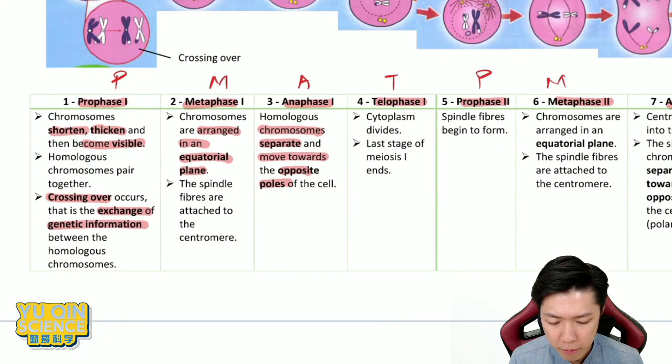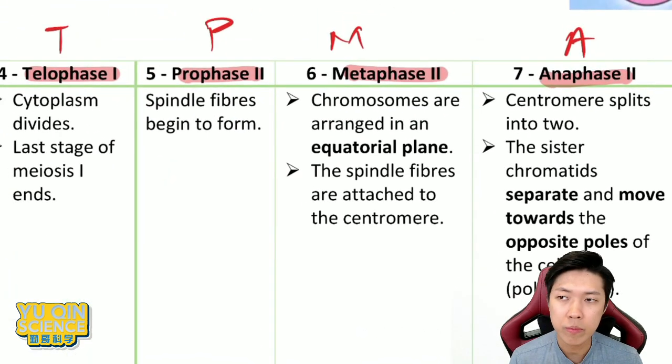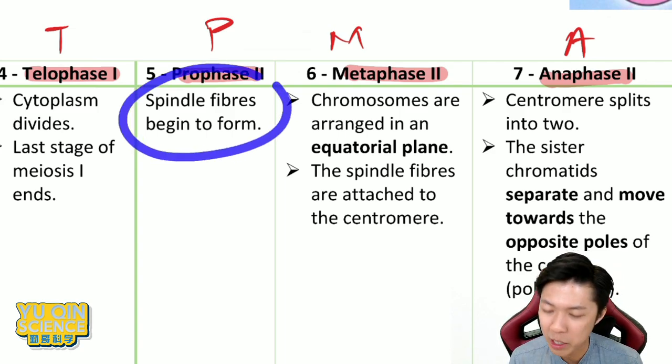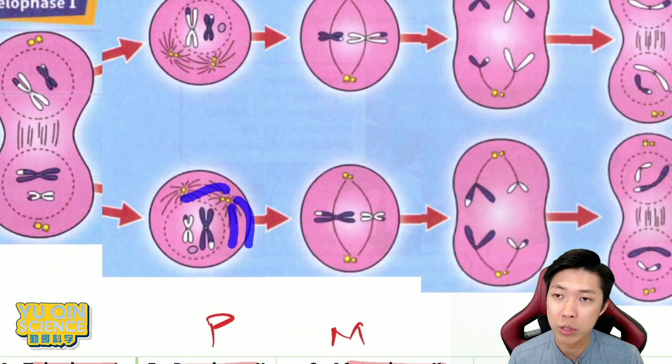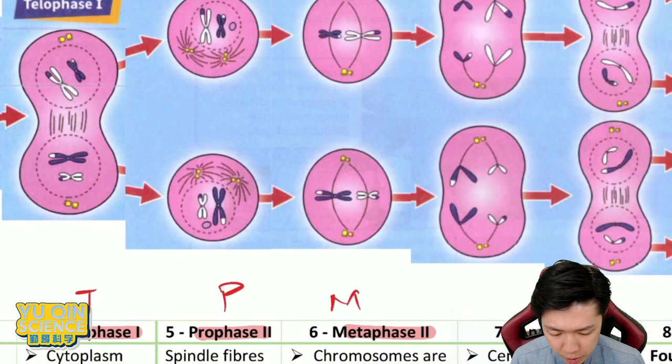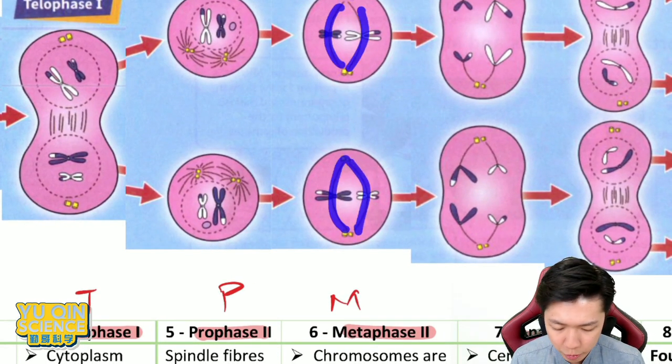Right, phase two, meiosis two. Prophase: no more shortening and thickening, it's just forming the new spindle fibers, the new lines for them to separate. Later on, they form like that. These are the spindle fibers.